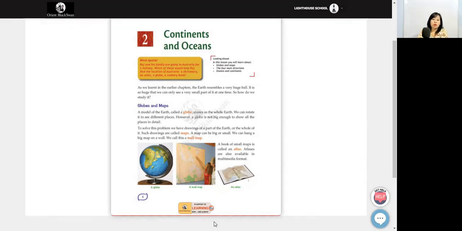We are living on the planet called the Earth. The Earth is a huge ball. It is made up of land and water. We get an idea about the distribution of land and water by looking at the globe. So now let's see what a globe is.